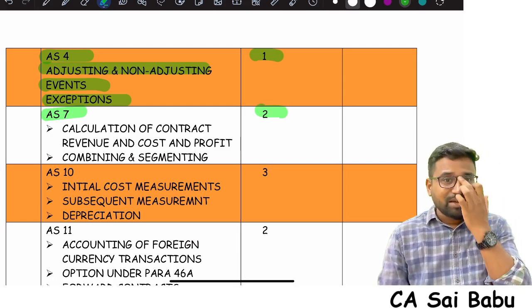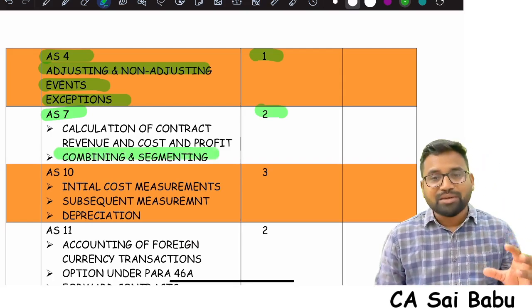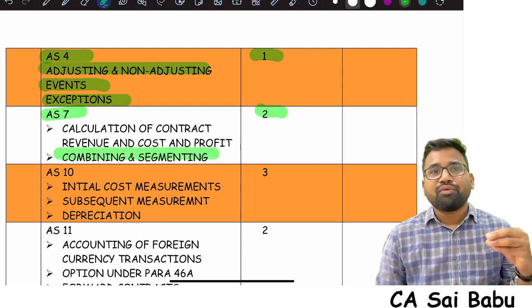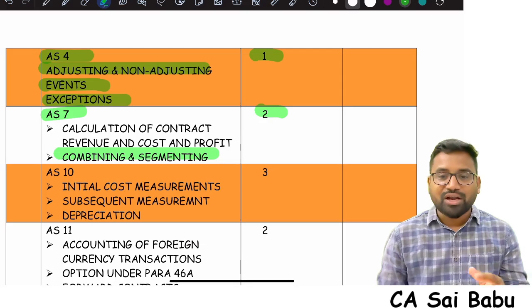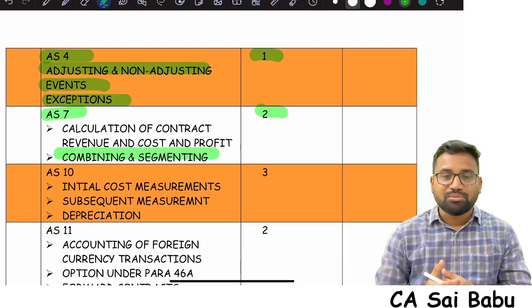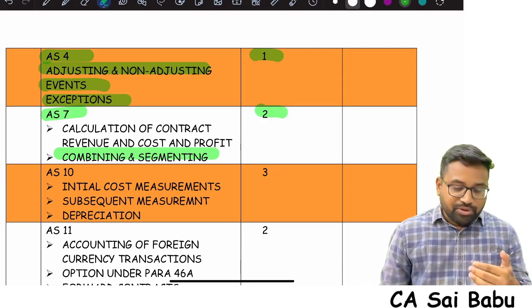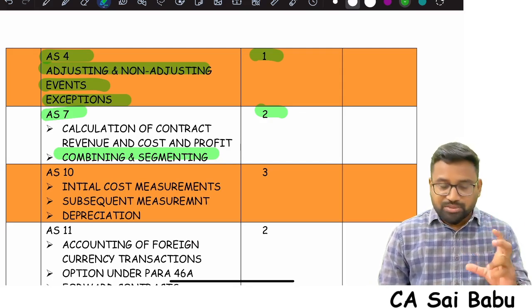In AS7, sir, there is one concept called combining and segmenting. So there are certain conditions: when multiple contracts are treated as a single contract, when a single contract is treated as multiple contracts, subdivision and combining and segmenting concept, focus on that area.